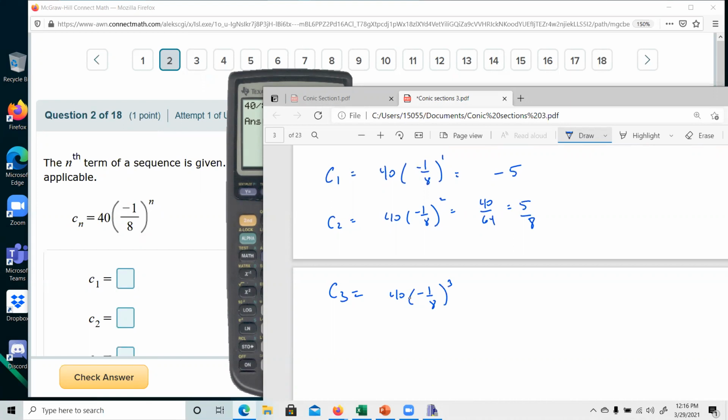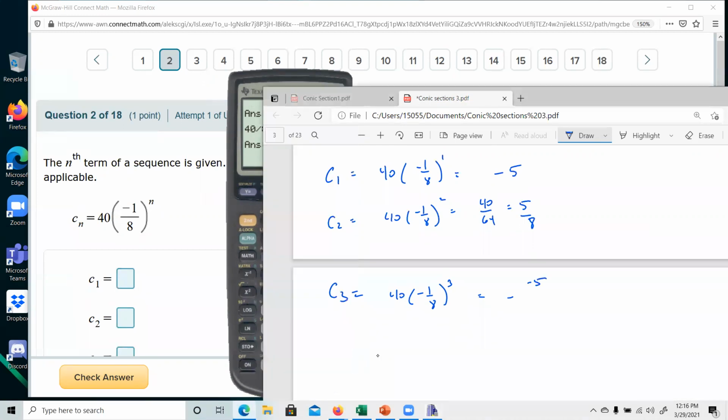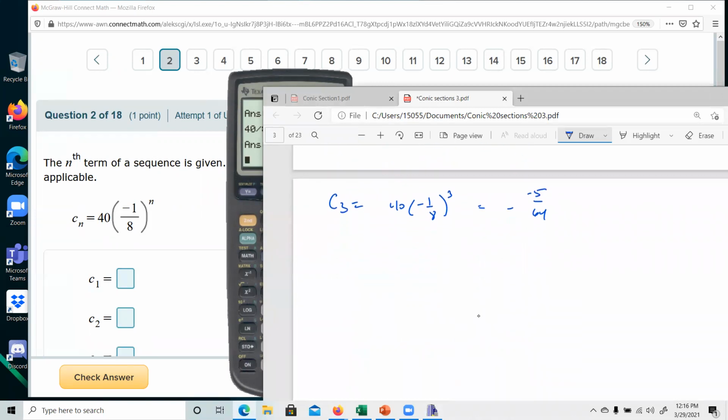Negative 5/8 to the 3. So I know my answer is going to be negative because there's 3 of these. You don't have to dutifully put every symbol into the calculator. You can make this 5/8 cubed, and I'll apply the negative as I need to. Then we'll go with math, fraction on. So it's -5/64. It's times 8, right? We're just going up by another 8 every time. One of the 8s cancels.